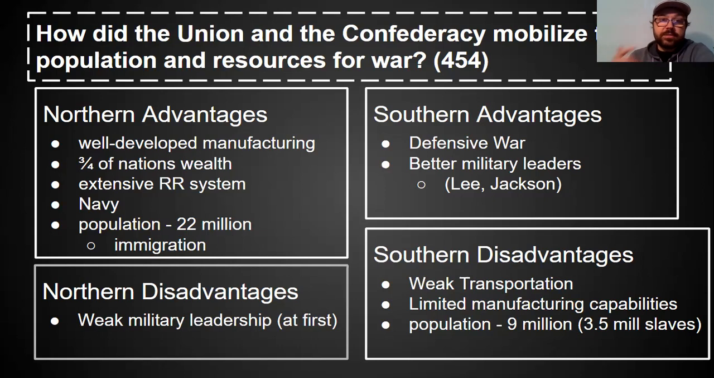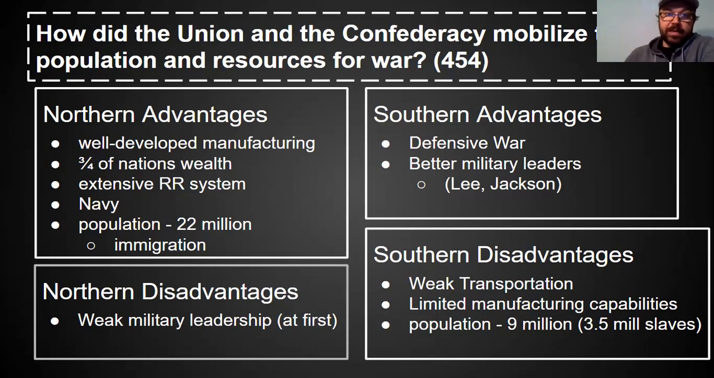The Southern advantages, they have that whole defensive war thing going on, right? All we have to do is stop you from achieving your goals. All we have to do is do what Washington did. All we have to do is turn this into a war of attrition and try to prevent you from achieving your goals, let it drag out, and eventually you'll give up. It's easier to win a war when that's your goal, to stop somebody from achieving their goals, than to actually have your own goals, right? And as I said before, they have much better military leaders.